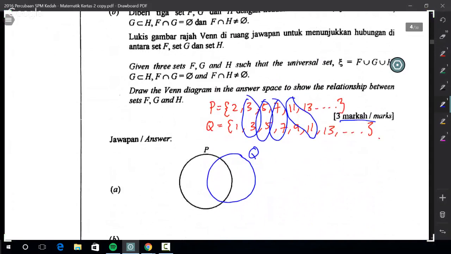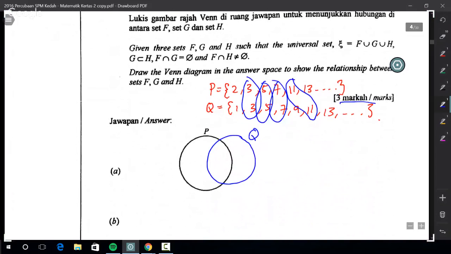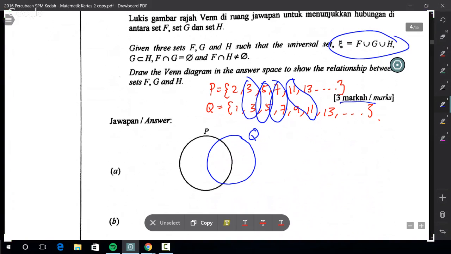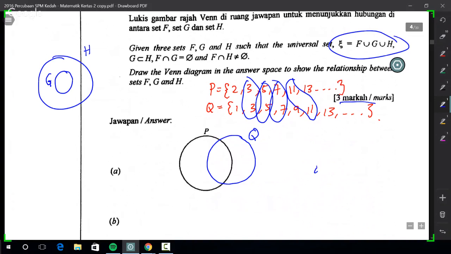Right, so another thing is the second question. Given that the sets F, G, H are such that the universal set is all 3 of them joined together. G is a subset of H. When the question says G is a subset of H, what does it mean? That means G must be inside H. That's why we call G a subset of H. And then F intersect G. What is this symbol? This symbol means the empty set. So this one is the empty set.